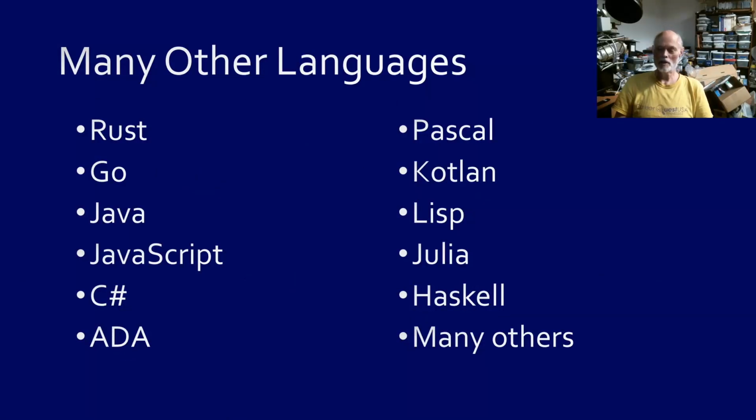Well, there are a lot of other languages. There are hundreds. A few of these here I've listed: Rust, Go, Pascal, Java. So you could choose your favorite language and you just have to learn the specifics of that language.